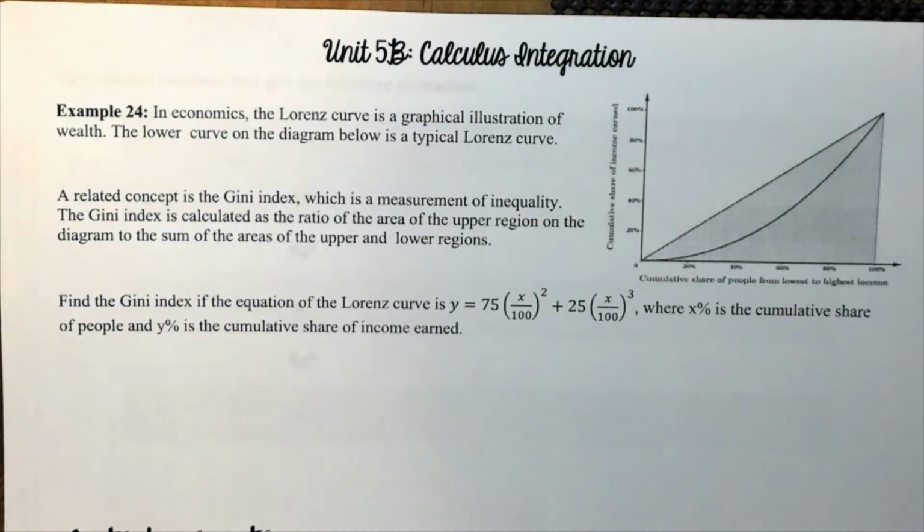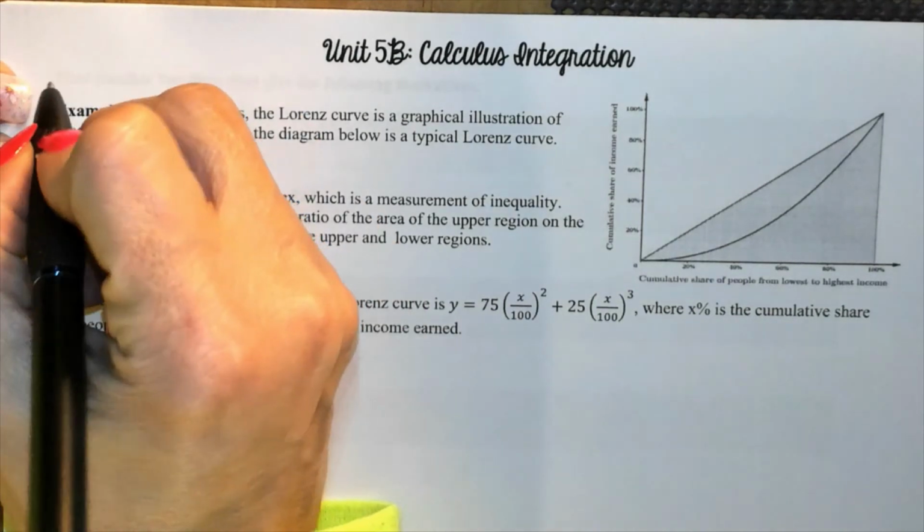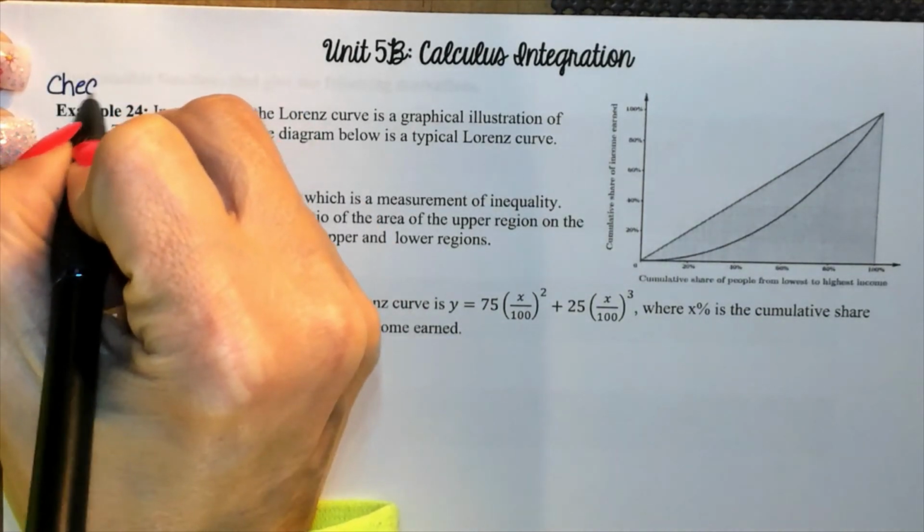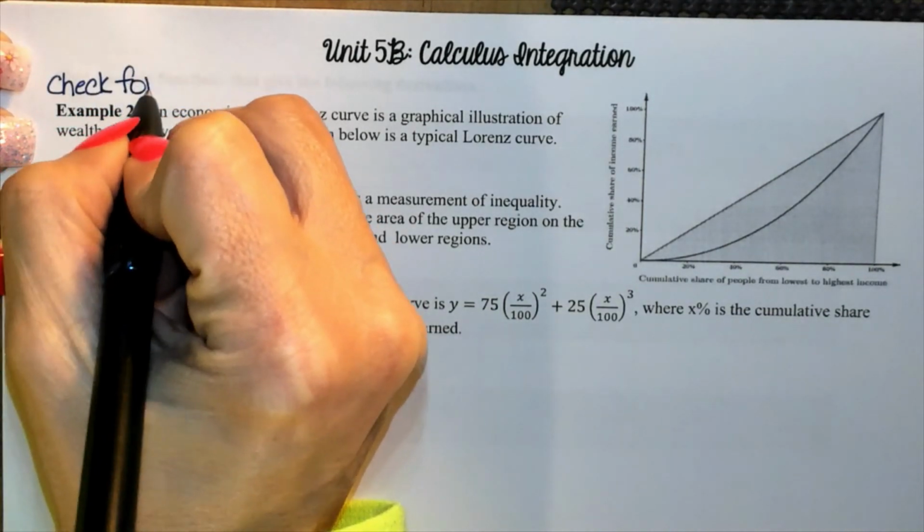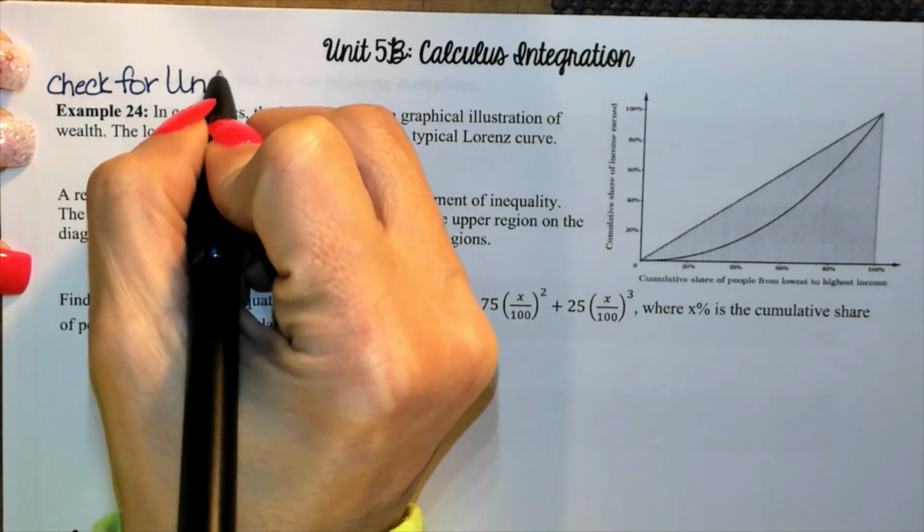Okay, so here's the question on this one. Find the Gini index if the equation of the Lorenz curve is all that, where x% is the cumulative share of people and y% is the cumulative share of the income earned. I'm going to give you a second to think about this one. This is going to be a check for understanding, meaning I'm not going to finish this one.